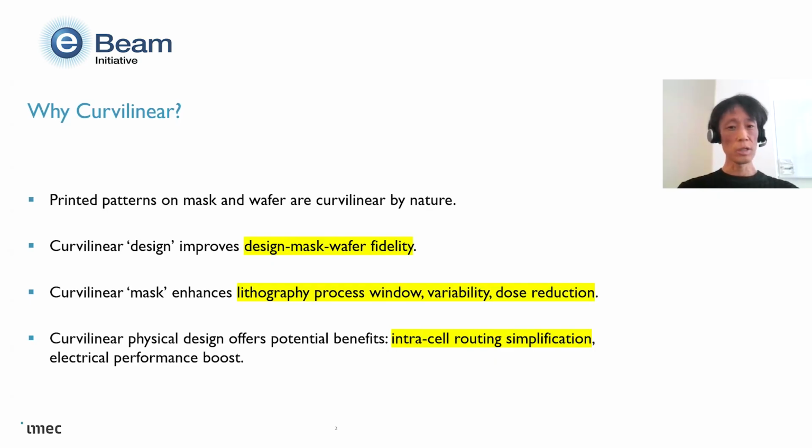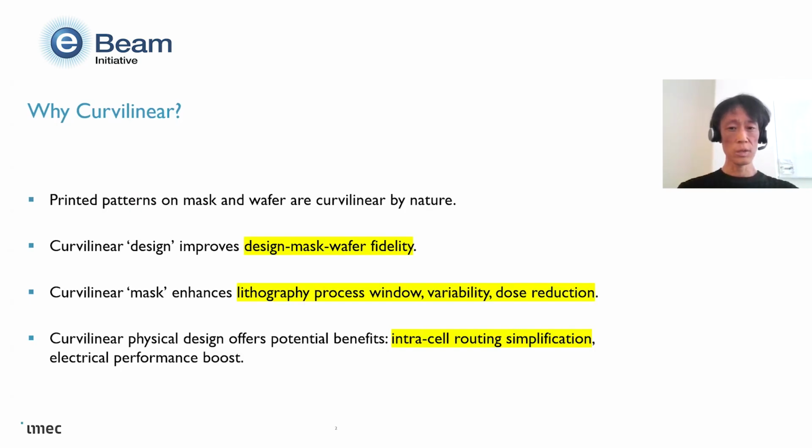Third, curvilinear masks can enhance the lithographic performance. Smooth mask contours can improve the image formation, leading to a larger process window, reduced pattern variability, and potentially lower exposure dose requirements. These benefits become increasingly important as feature size approaches the resolution limits of the current lithography systems.